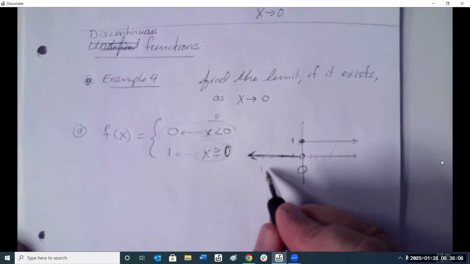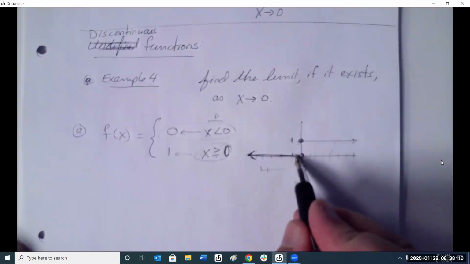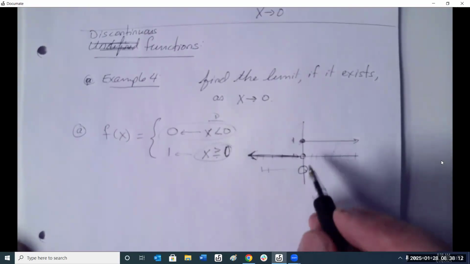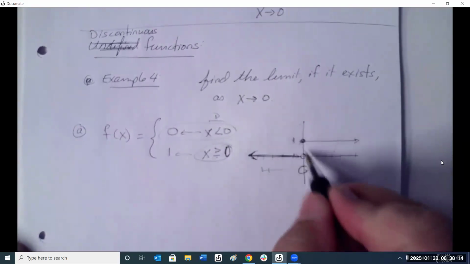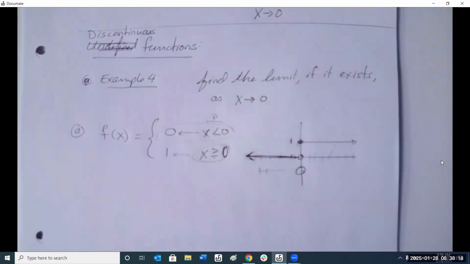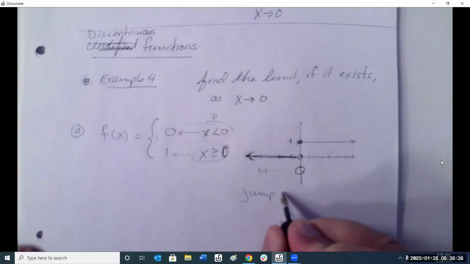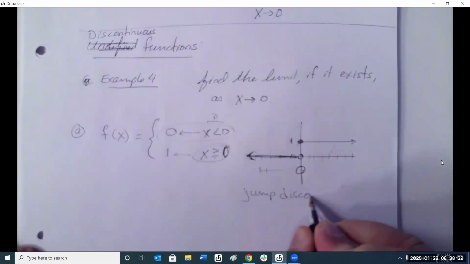If I'm approaching it from the left, what is the value? 0. So if I'm going this way, it's 1. Are they equal? Are they the same value? No. You have a jump discontinuity at that limit value, so there's no solution. This is called a jump discontinuity.